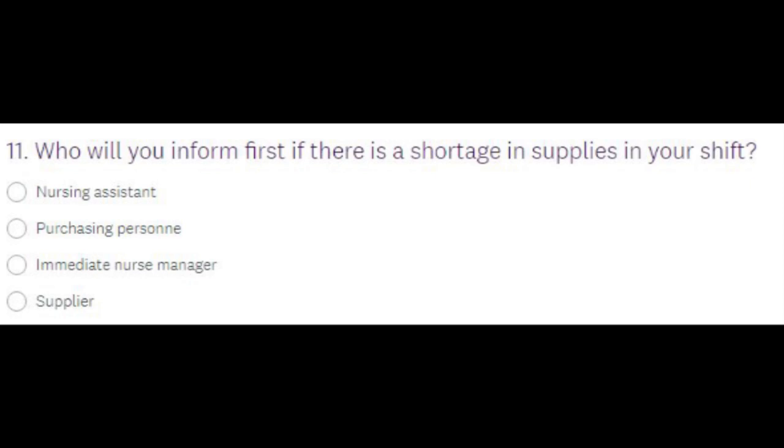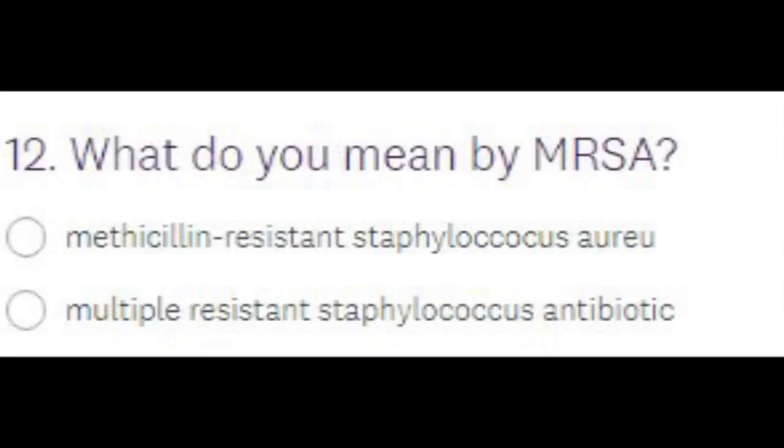Okay, coming to question number 11. Who will you inform first if there is shortage in supplies in a shift? Nursing assistant, purchasing person, immediate nurse manager, supplier. Option A is nursing assistant. Option B is purchasing personnel. Option C is immediate nurse manager. Option D is supplier. So option C, immediate nurse manager, is the right answer.